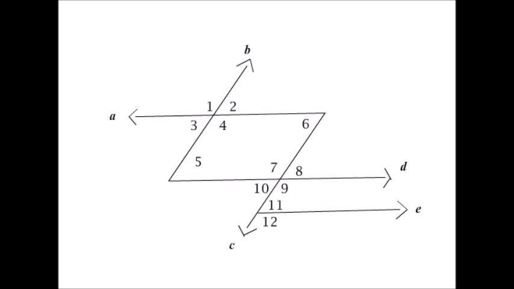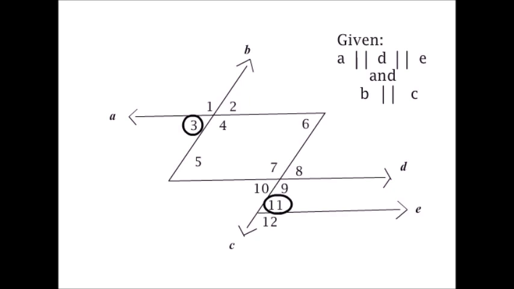So this is the problem that was assigned to us. Given that lines A, B, and E are parallel, and lines B and C are parallel, we're supposed to prove that the measures of angles 3 and 11 are equal. First, let's start with mentioning a few concepts necessary for the proof.